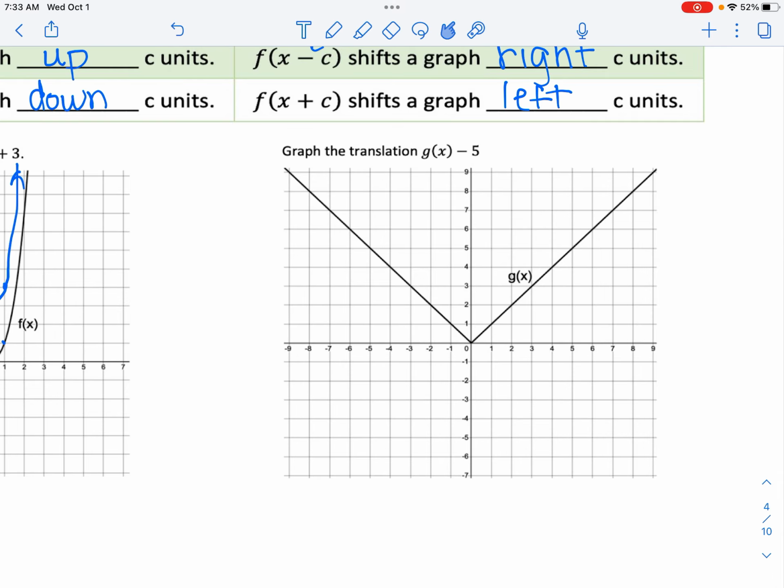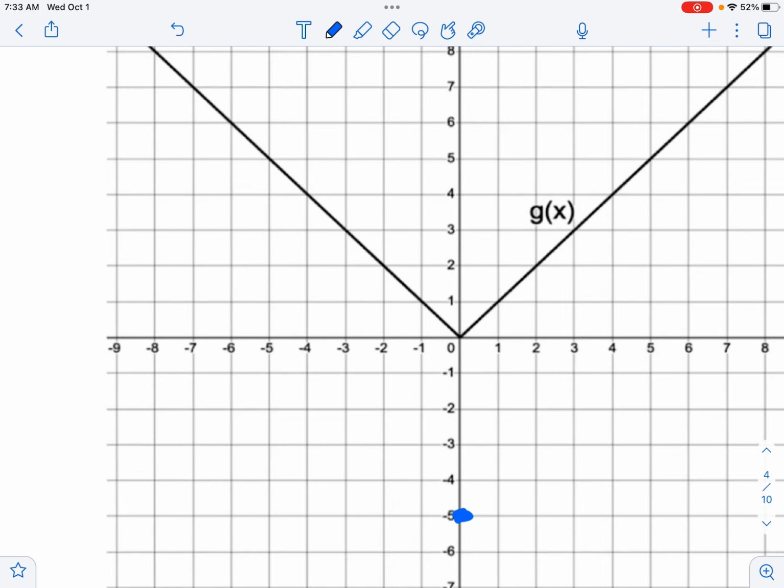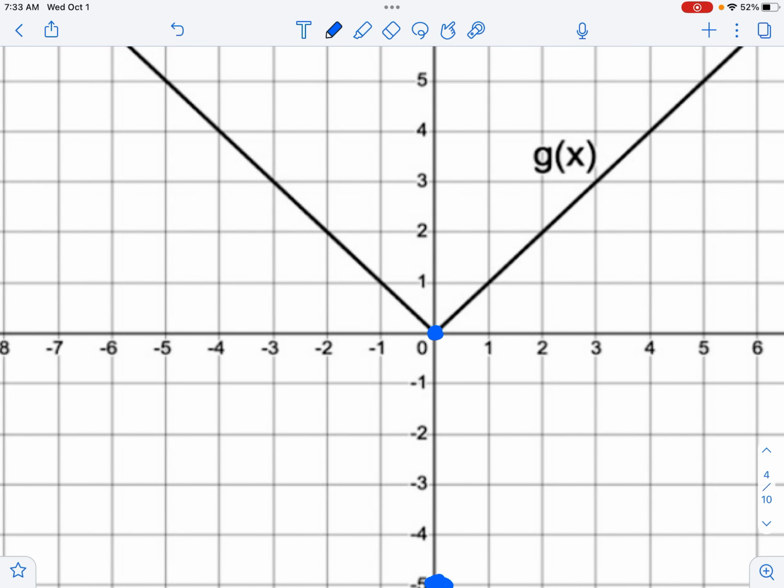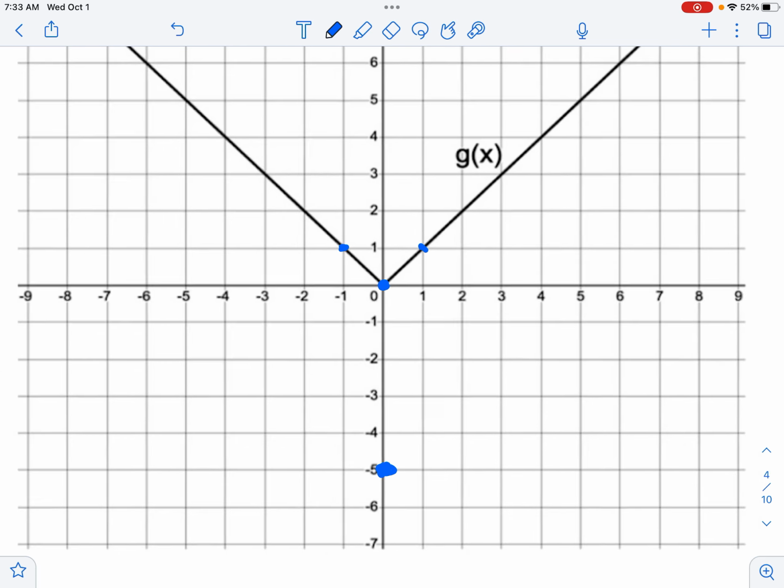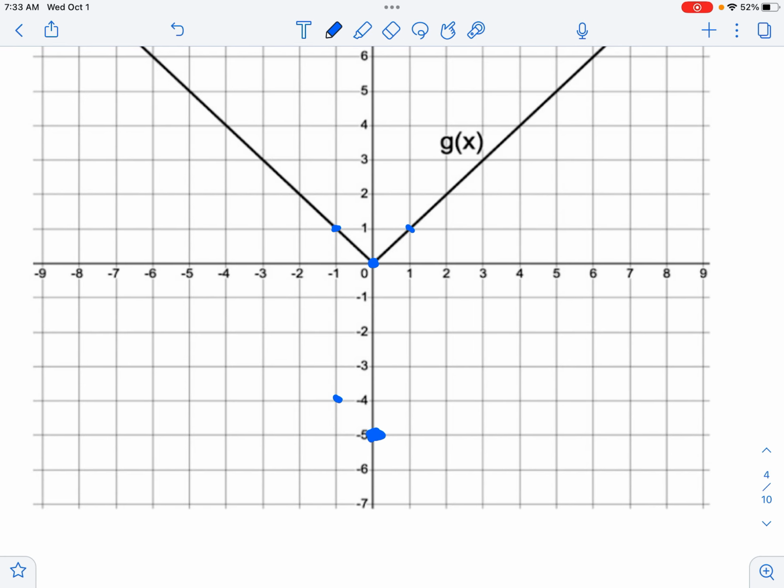It says here, graph the translation g of x minus 5. So this is the same thing. I'm just going to shift this down 5, but I do want to still pick some vital points. You'll notice here, there's one here and one here. So I want to do that same thing. That's better than my first one. Okay, so that just moves the graph down.